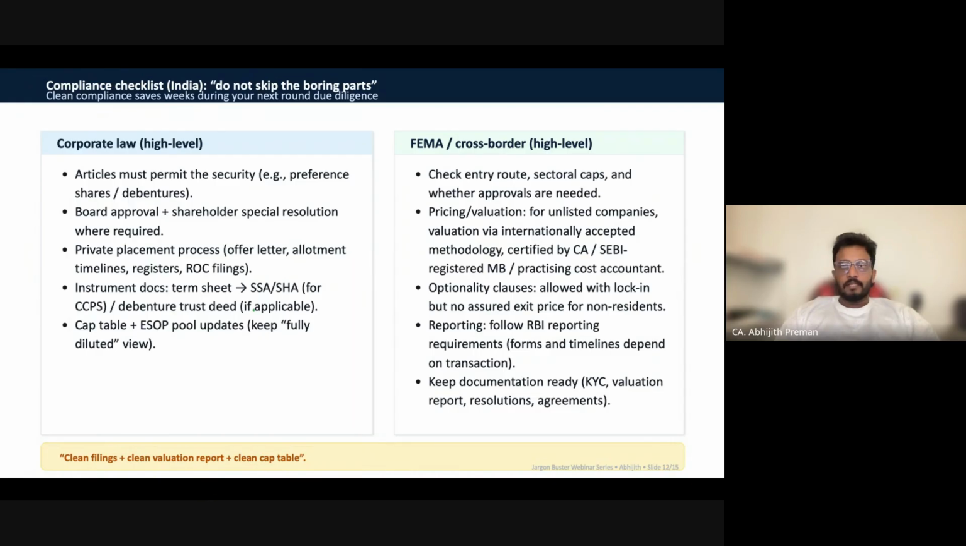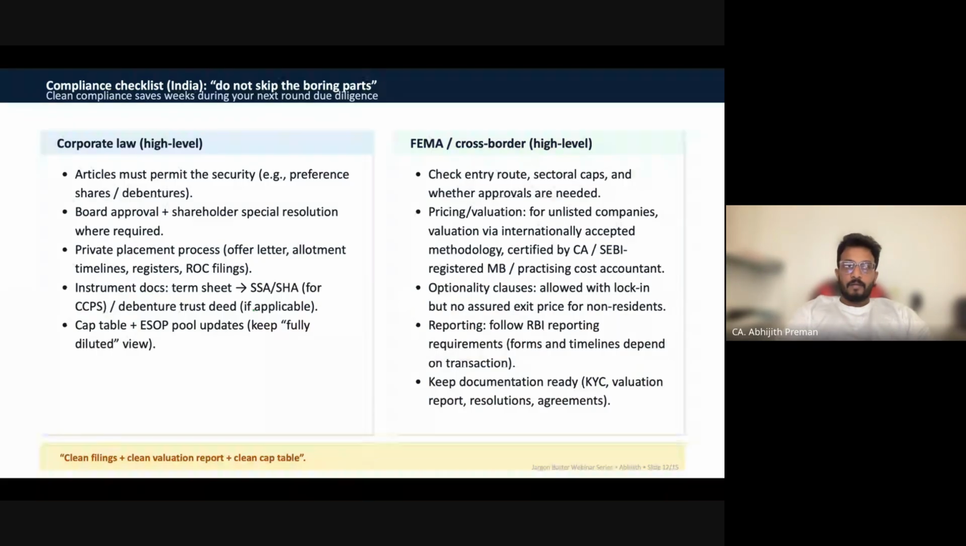If not, you will have to amend the articles. Then board approval plus shareholder special resolution where required. Those things you have to obtain. Then the private placement process. In the case of CCPS and CCD, these issuances are called private placement. So you'll have to issue an offer letter. There are timelines for allotment. If you're obtaining a valuation report, there is a timeline for that. You have to make a lot of filings with the Registrar of Companies, and there are many registers to be updated.